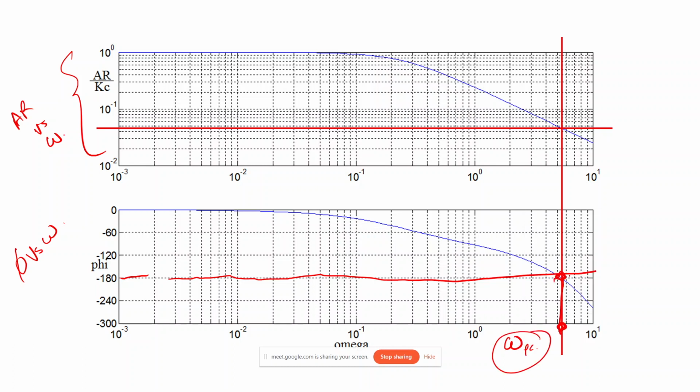And according to the Bode stability criterion, we have to find this amplitude ratio at this omega pc, and that should be less than 1. So we have to go up to this amplitude ratio plot, and if this amplitude ratio, that is this value, is less than 1, that implies the system is stable.